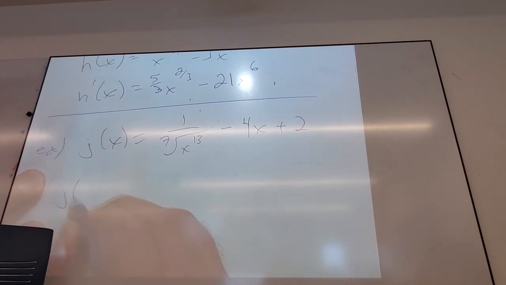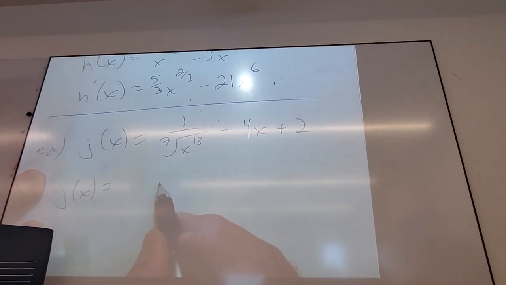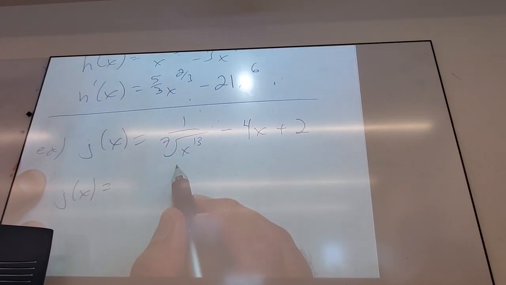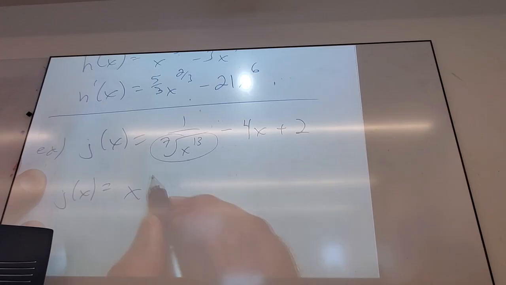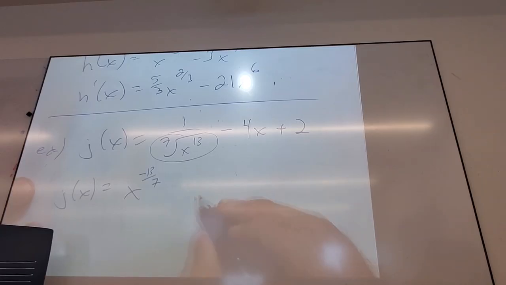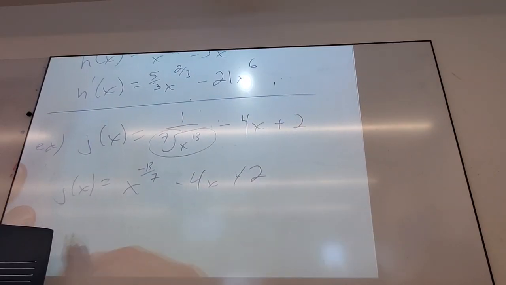So of course, I'm not going to put a prime yet. There's two things to worry about here. X to the negative. Good. So this by itself would be 13 over 7, but you need a negative because it's been flipped. It's on the bottom. And then minus 4x plus 2. Now, derivative.